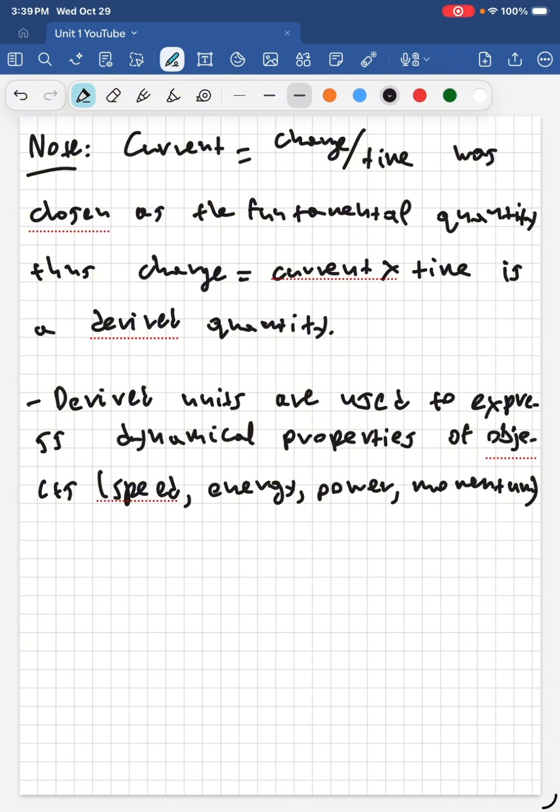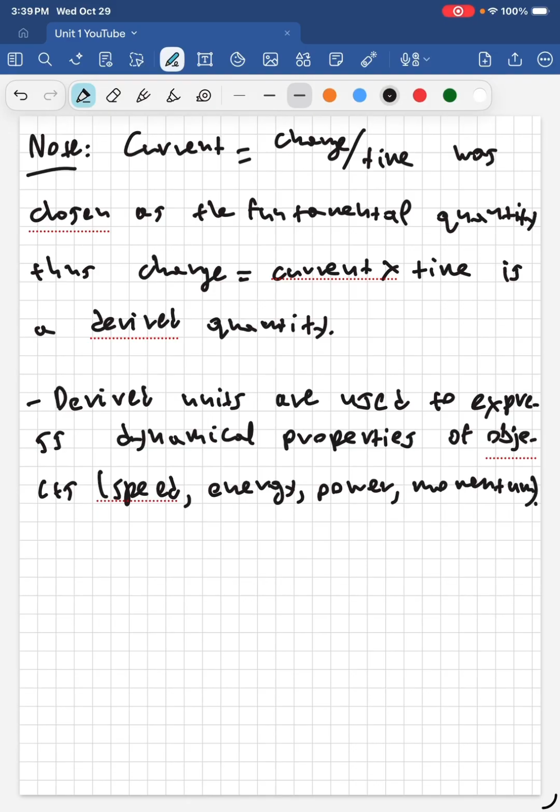Power expresses the rate with which energy is flowing. Momentum expresses the rate with which an object moves, and so on. Actually, momentum formally expresses the rate with which a force acts on an object. So derived units are used to express dynamical properties of objects.